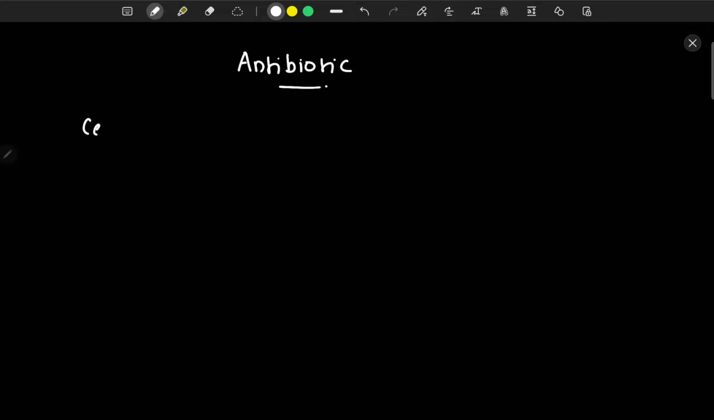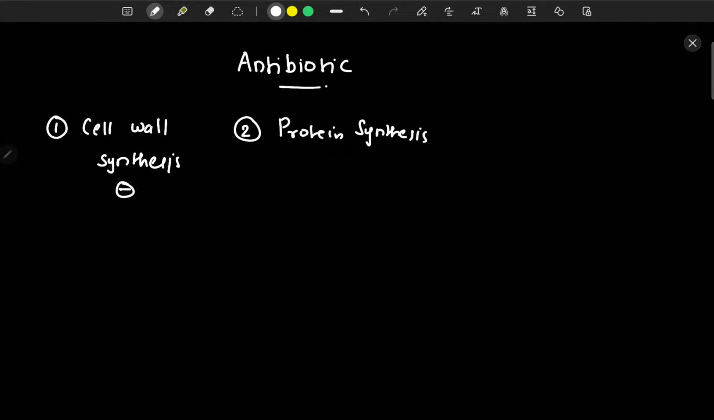So, we have cell wall synthesis. We can inhibit the synthesis of the cell wall in a bacteria. This is one group. There is another group, where we can inhibit the protein synthesis.